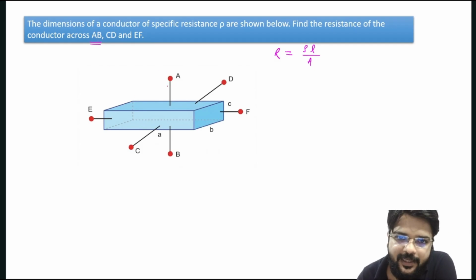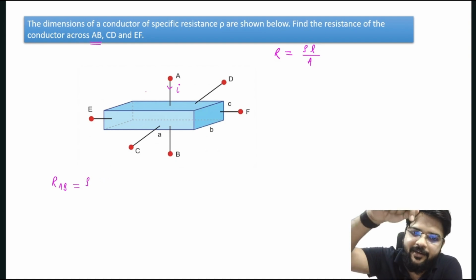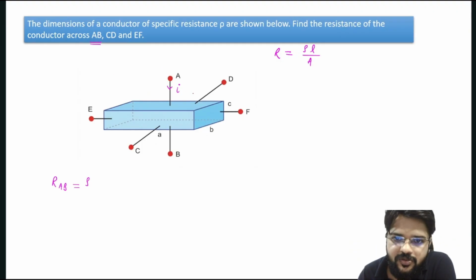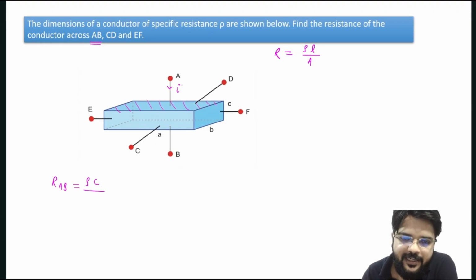So first of all, we want across AB. What is happening? Current is entering from A and exiting from B. So if I write the resistance across AB, the resistivity is rho. Current is entering from A and exiting from B, so this C is the length. And what is the cross section area? This is the cross section area when current is entering from A and exiting from B, and this area is equal to A into B.